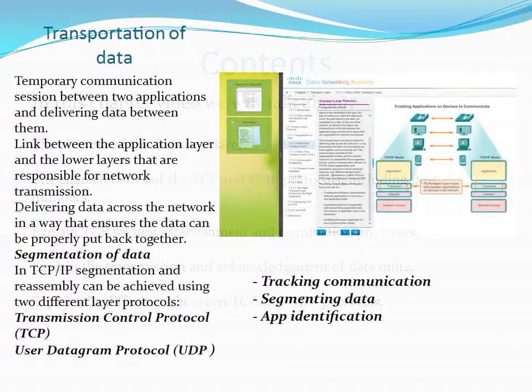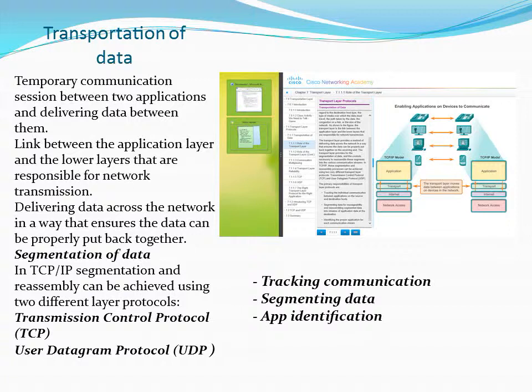The transport layer has several functions and responsibilities, which are establishing a temporary communication session between two applications and delivering data between them, being linked between the application layer and the lower layers that are responsible for the network transmission, providing a method of delivering data across the network in a way that ensures the data can be properly put back together. The transport layer provides the segmentation of data and the controls necessary to reassemble these segments into various communication streams.